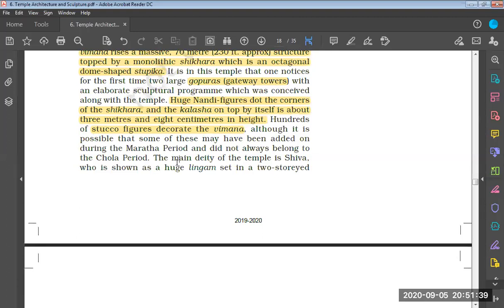Then the main deity of the temple is Shiva, basically, who is shown as a huge lingam set in a two-storied sanctum. The walls surrounding the sanctum have extended mythological narratives, which are depicted through painted murals and sculptures.